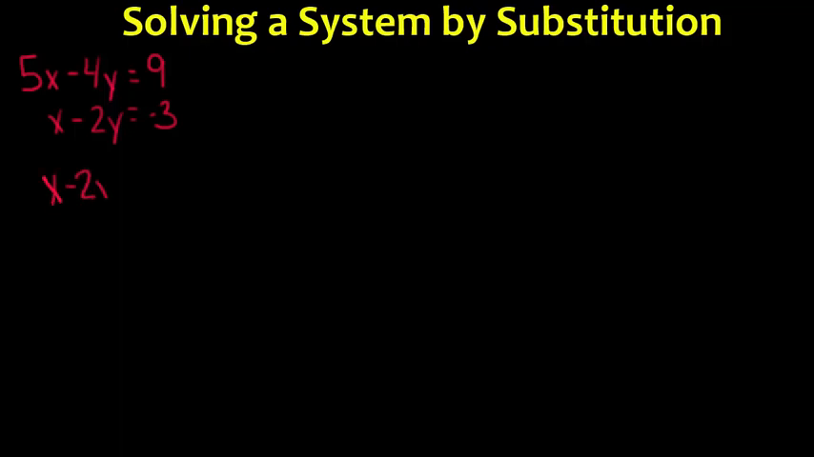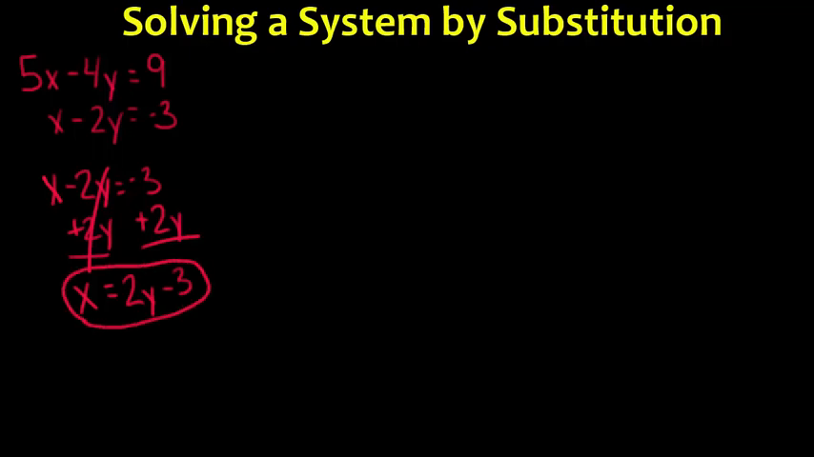x minus 2y is equal to negative 3. So I need to get x on one side and everything else on the other. To do that, all I have to do is take negative 2y and add it to both sides. I'm doing that because x is being subtracted by 2y, so I need to do the opposite. And the opposite of subtraction is addition. That cancels it out. So we have x is equal to 2y minus 3. So now we have x by itself.